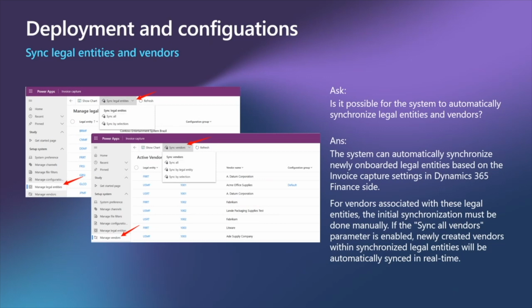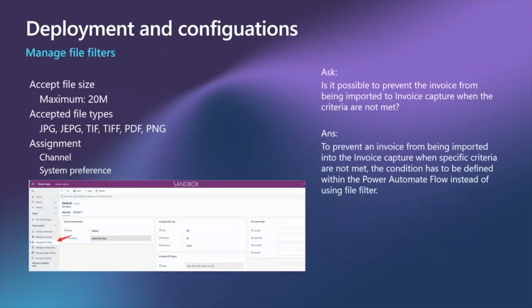In invoice processing, on the invoice capture side, we need to sync the legal entity and the vendor master data to apply some derivation logic to derive the legal entity and the vendor accounts. So what you need to do is double check whether the legal entity or vendor accounts are correctly synced. One thing to keep in mind is that the initial vendor synchronization has to be triggered manually. Once it's done, the whole master data will be synced.